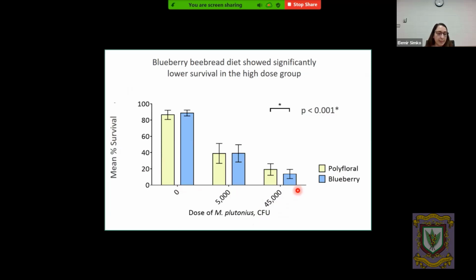While both blueberry and polyfloral compartments in this experiment had the same number of bees, the next goal for this experiment next summer will be to repeat this with a low number of nursing bees to see which scenario, if any, results in a lower survival as a result of increased susceptibility to EFB.